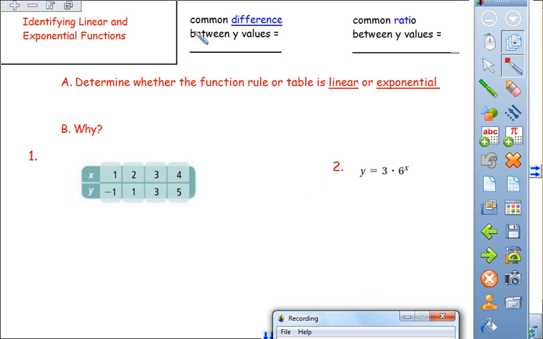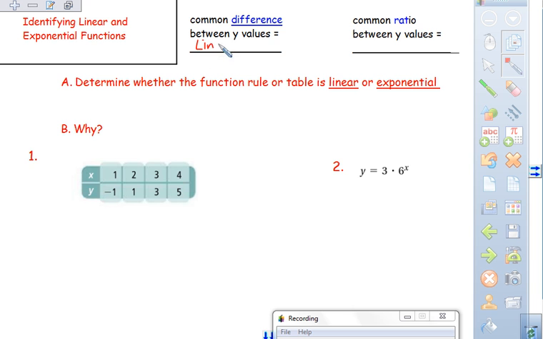Well, let's review. Having a common difference between the y values means that this is linear. Remember, we were adding $5 every day. Common ratio tells you that you're multiplying, so this would be like if it was doubling or tripling. So this is where we're exponential. So this would be where we multiply. And then I'm going to write add over here.